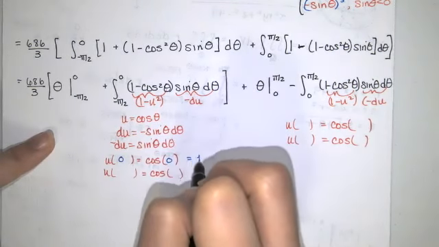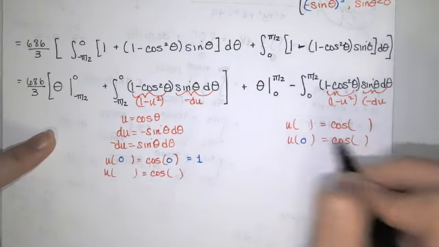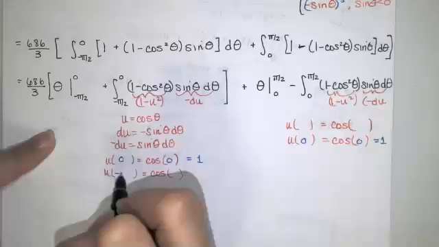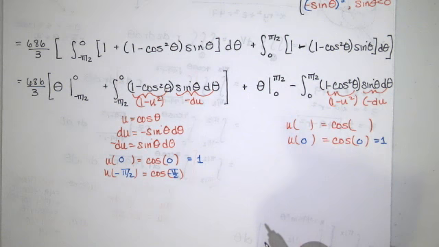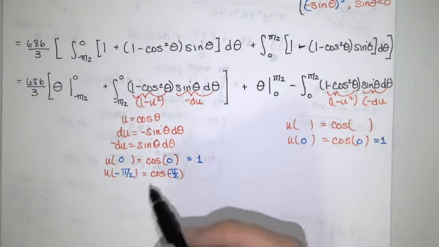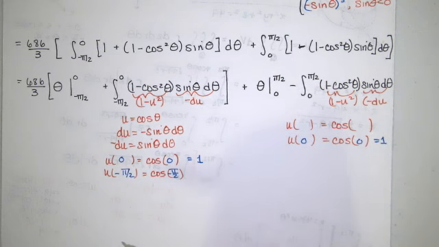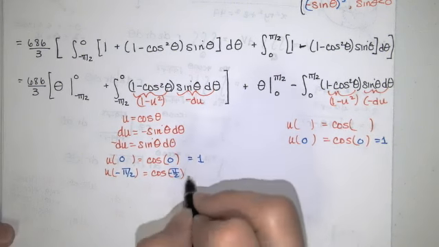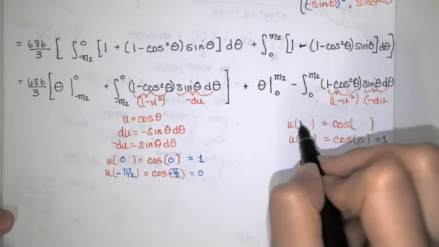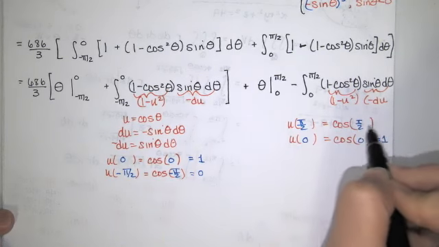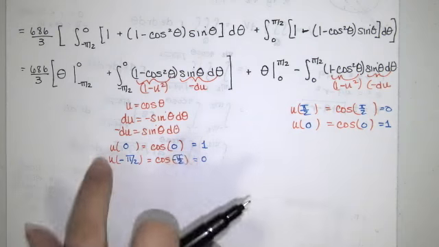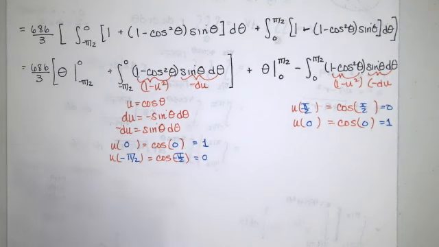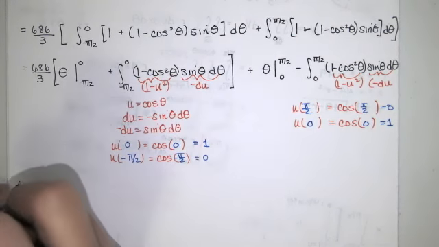At 0, we just get 1. And at -pi/2, cosine of -pi/2 is the x value on the negative y-axis. So it's going to be 0. And at +pi/2, we get 0. Okay, so those are our values. I was thinking through the unit circle there. That's what that was about. Sorry about that. Okay, so now we have these expressions.